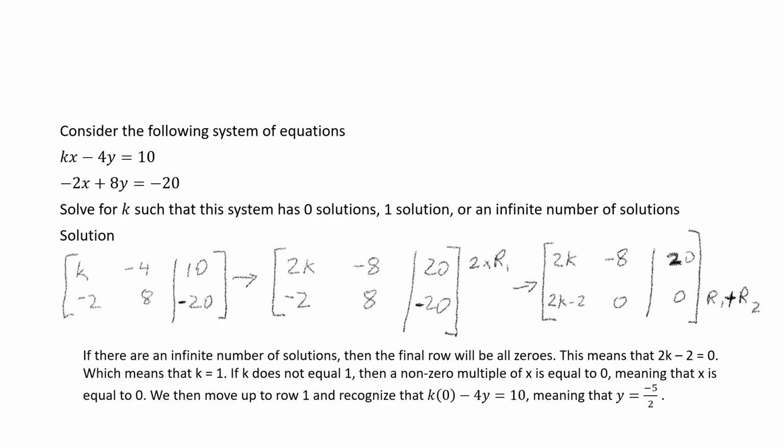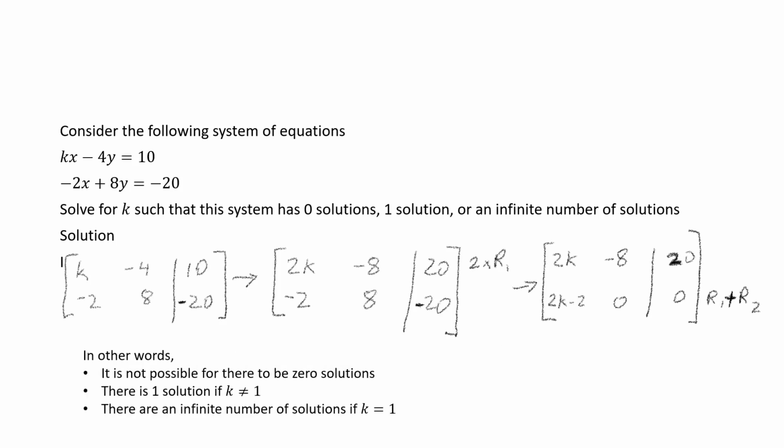So to recap, if k equals 1, my final row is all zeros and I have an infinite number of solutions. If k doesn't equal 1, then clearly from the final row, x is 0, bringing it up in the first row, I get y of negative 5 halves, I get one solution. And so I can state with finality that there's one solution if k doesn't equal 1, there are infinite solutions if k equals 1, and that we've now used up all the possibilities so that it won't be possible for there to be no solutions in this example.